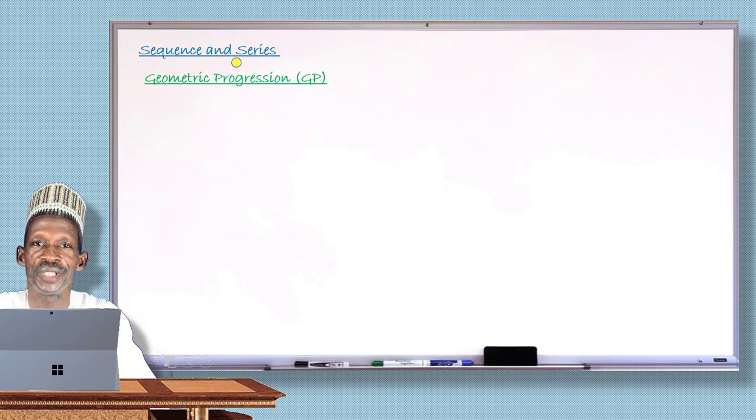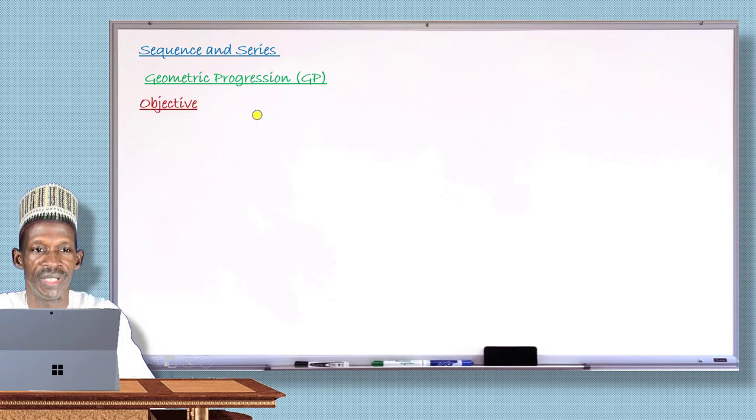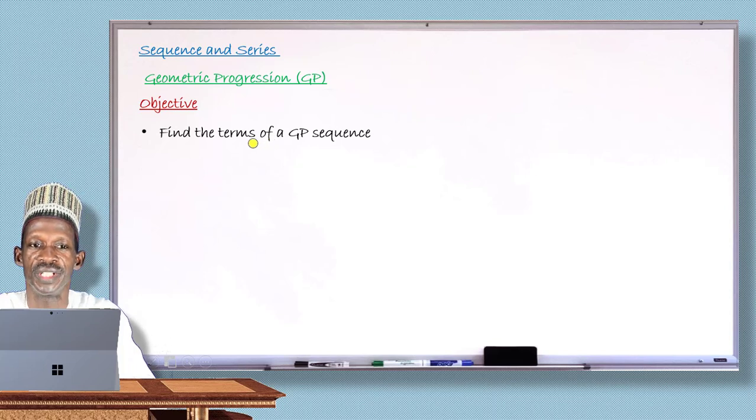Today, in continuation with your many topic sequence and series, what you are going to learn today is the second type of sequence, that is geometric progression, the GP. So let's begin. After completing the lesson today, my dear student, you will be able to find and write out the terms in this GP sequence. This is what I hope you'll be able to do after completing the lesson today.